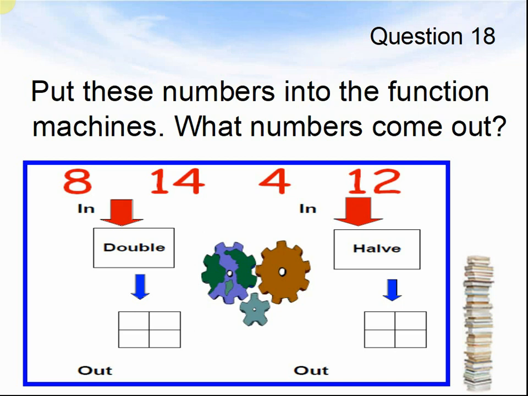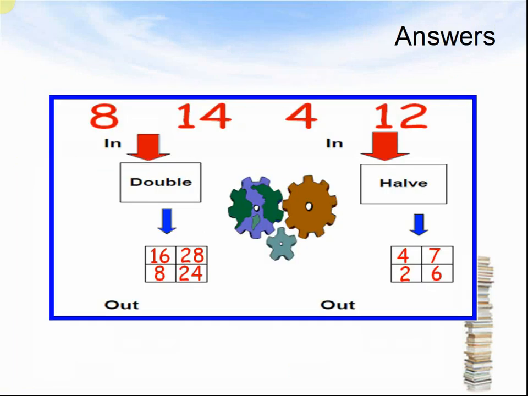Here come the answers. The answers are 8 doubled is 16, 14 doubled is 28, 4 doubled is 8, and 12 doubled is 24. And then when it comes to halving, half of 8 is 4, half of 14 is 7, half of 4 is 2, half of 12 is 6. Let's look at the next question.